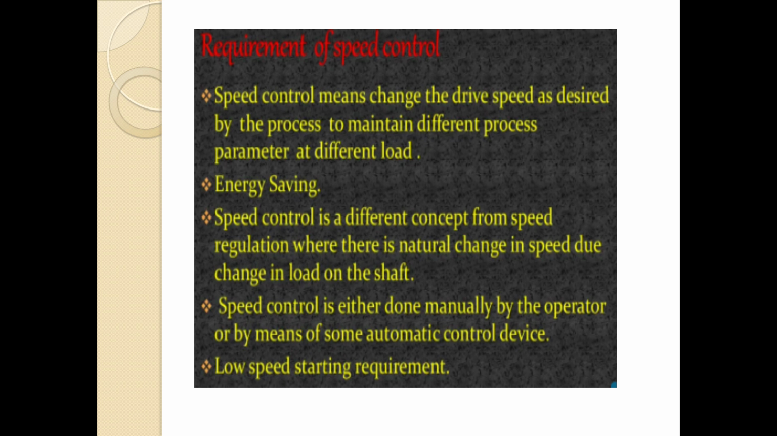Requirement of speed control. Speed control means changing the drive speed as desired, a process of maintaining different process parameters at different loads. Energy saving. Speed control is a different concept from speed regulation, where there is a natural change in speed due to change in the load on the shaft. Speed control is done either manually by an operator or by some automatic control device. Low speed starting requirement.